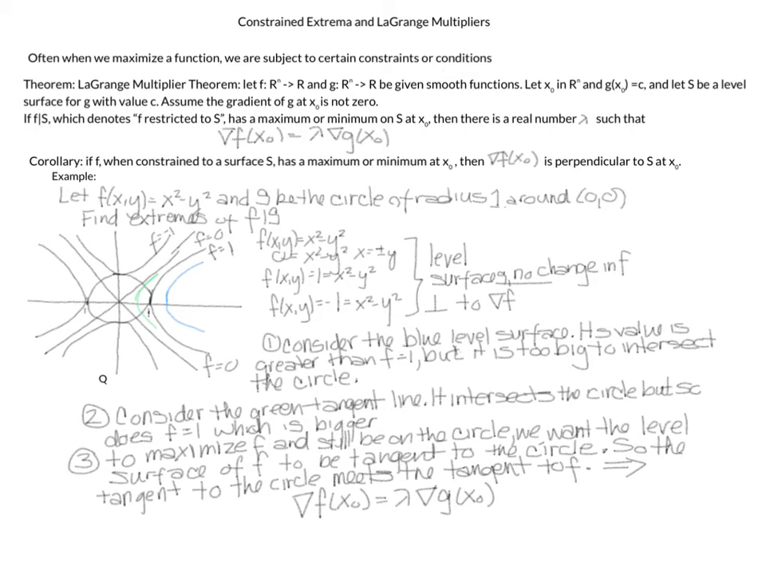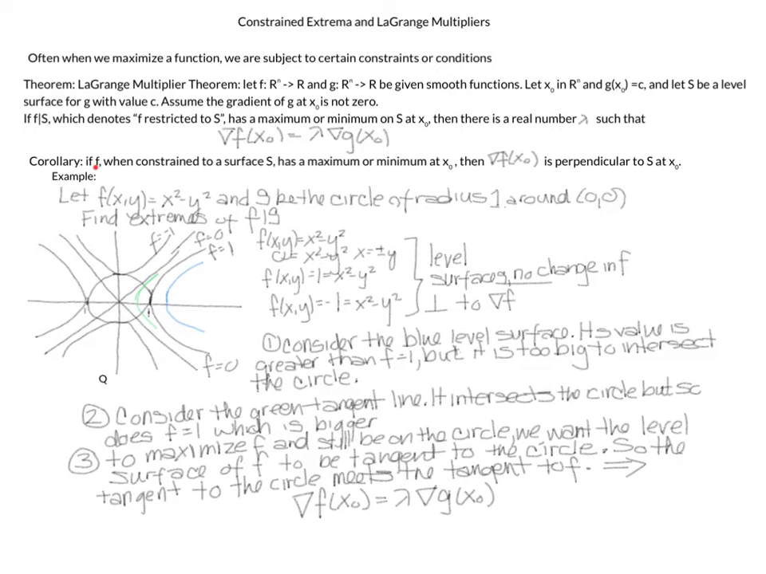Then we can say f restricted to S. That's what this f with the line is, and it's very much like the conditional probability, f given S. So if f restricted to S has a maximum or minimum on S at x naught, then there's a real number lambda such that the gradient of f evaluated at x naught is equal to lambda times the gradient of g at x naught. This is the important relation here, and just remember f is the function you're trying to minimize or maximize, and g is your constraint. So there's this relation if there is a max or min.